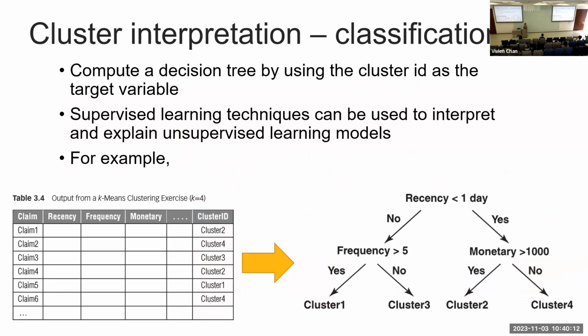Although the only question is you don't know what cluster 1, 2, 3, 4 means, this will be the label. And with the label, you can build something like this. Actually, you can build a classification tree, or you can even build a logistic regression model, which is a white box model for you to understand each of the clusters. So this is also another way for you to understand or interpret the clusters.